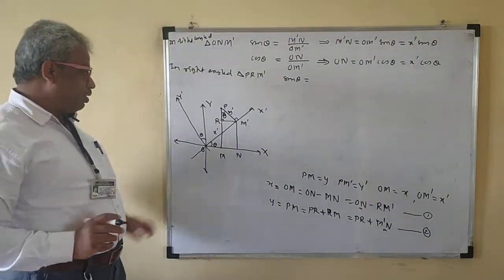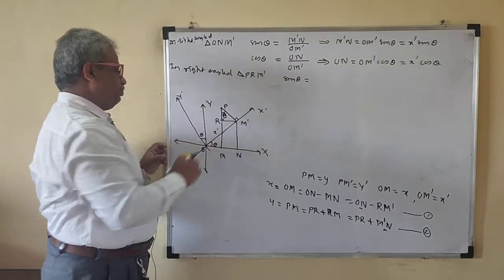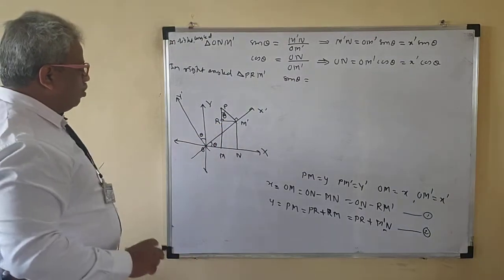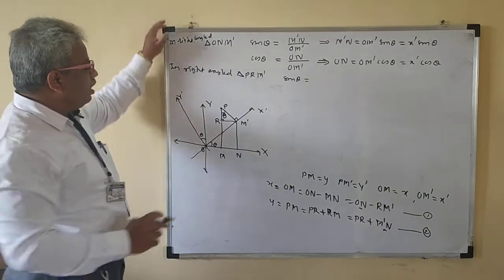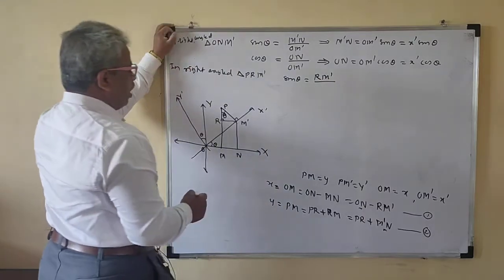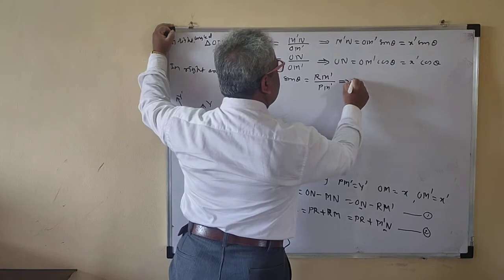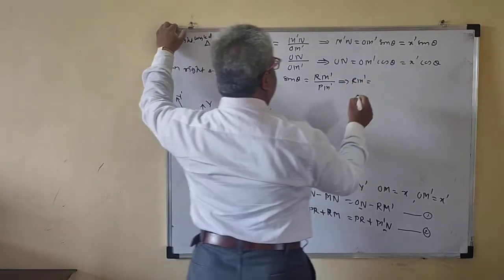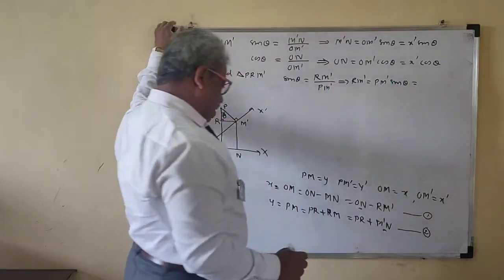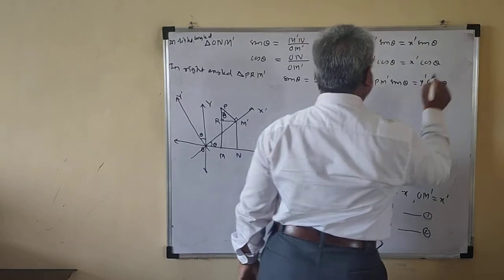So now we can write this, but this also we will erase. So what is sin theta then? Sin theta is the opposite side, so the opposite side is RM prime upon hypotenuse PM prime. So this implies that RM prime is equal to PM prime sin theta. But what is PM prime? PM prime is Y prime. So Y prime sin theta.